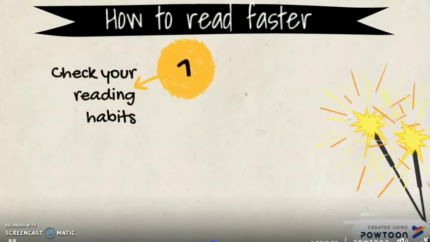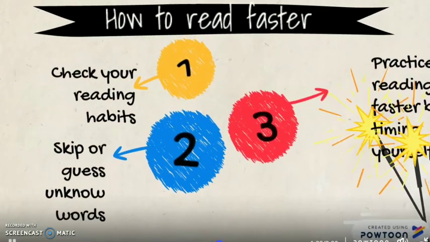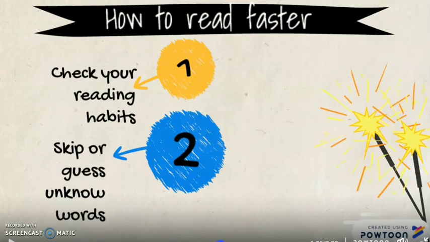How to read faster? 1. Check your reading habits. Some habits can slow you down when you are reading. Think about your own reading habits. For example, do you try to pronounce each word as you read? You will probably understand less this way. If you try to say and understand the words, your brain has to do two things at the same time.